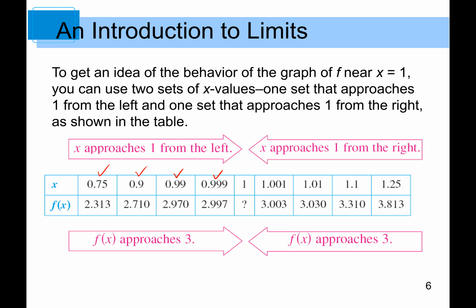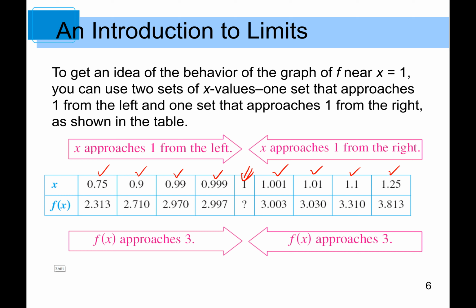And we try to figure out what happens at 1. That's the goal. And also we're going to pick some values on the right-hand side of 1: 1.001, 1.01, 1.1, 1.25. As you can see, again, it's in increasing order. So in order to find out the limit behavior at this particular point x equals 1, let's see what the y values are.